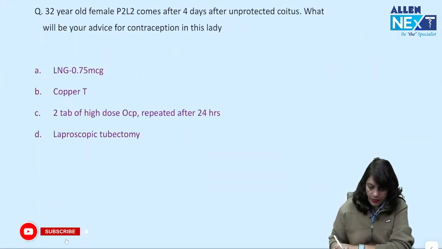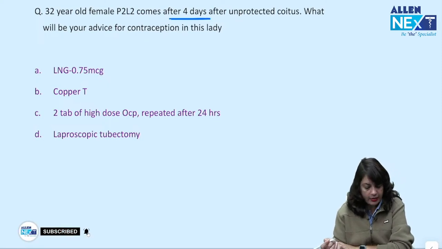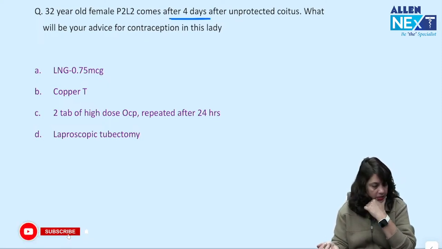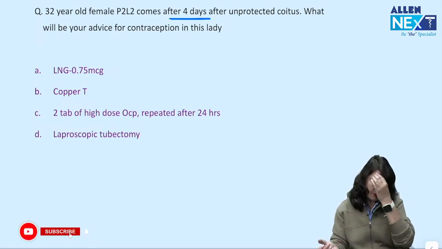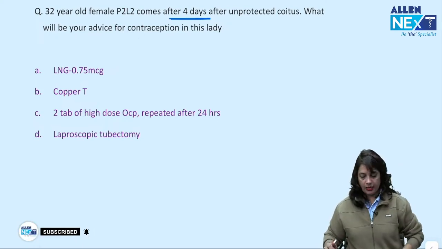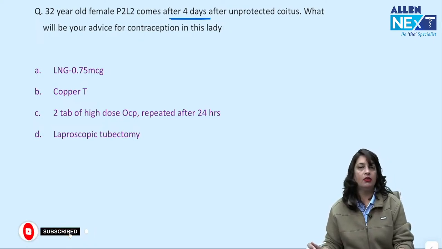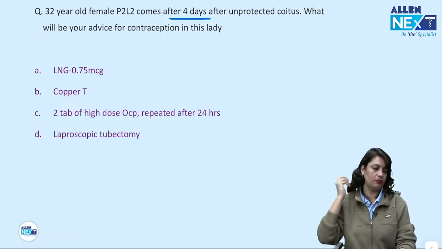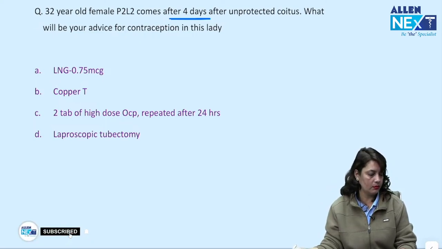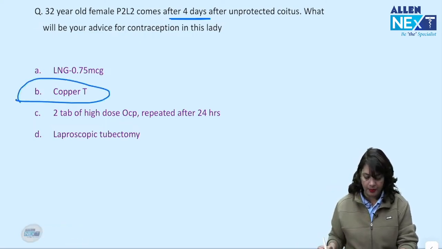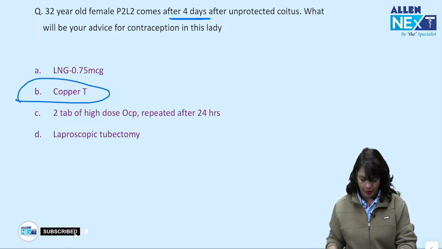Next, a 32-year-old female came 4 days after unprotected coitus asking for your contraceptive advice. What is your answer? क्या दोगे उसको? She has come 4 days after unprotected coitus. LNG pill, copper T, OCPs या laparoscopic tubectomy. What will you give? What are you going to mark in this question? Yes, all of you are correct. This is copper T because she has come 4 days after unprotected coitus.